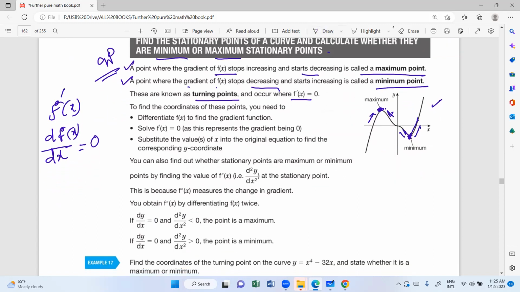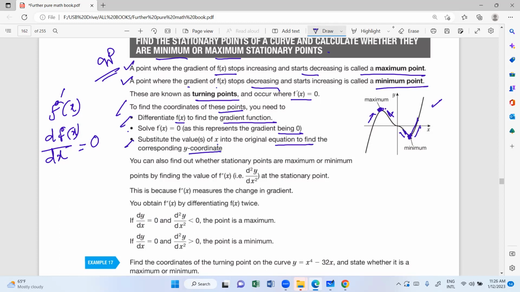Now see, to find the coordinates of these points, we need to differentiate f(x) to find the gradient function. Number 2, solve f prime x equals 0, as this represents the gradient being 0, and substitute the values of x into the original equation to find the corresponding y coordinate.